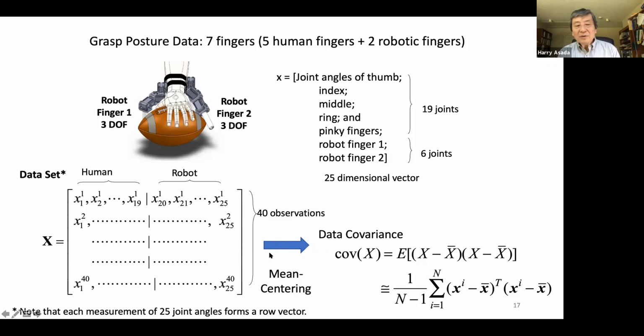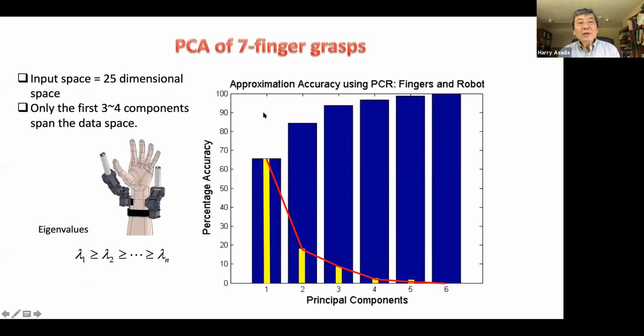We first mean centered the data, took the covariance, and did the principal component analysis. The input space is 25 dimensional, so we have 25 eigenvalues. However, many of them are just 0. The first principal component is the largest, explaining 65%, and the next one is about 18%. The eigenvalues go down, down, down like this, and by about the fifth or sixth component it's almost reaching 100%.